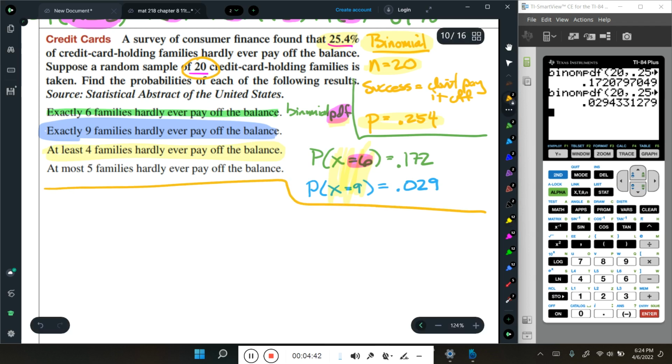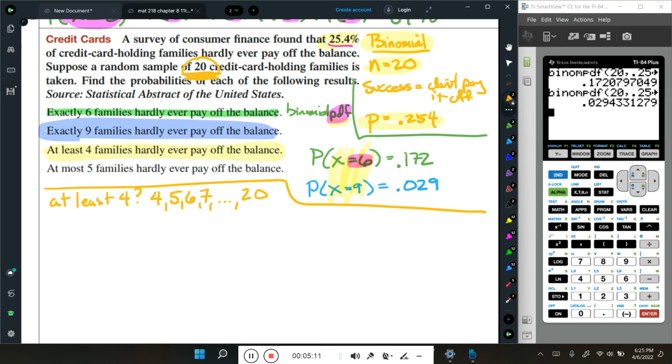Okay, what does at least 4 mean? At least 4 means the smallest number we'll accept is 4, but we'll accept bigger numbers. So that means that it could be 4, or it could be 5, or it could be 6, or 7, or all the way up to 20. Can't go higher than 20 because we're only surveying 20 people. I got a problem. Here's my problem.